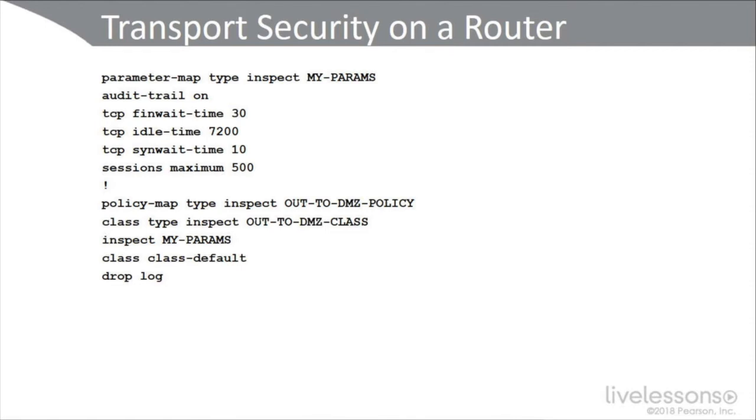We're going to turn on auditing, so we're going to have the audit trail turned on. We're also going to tweak some of the timers. The TCP fin wait, we're going to change to 30 seconds. The TCP idle time, we're going to change to 7,200 seconds. The TCP SYN wait time, we're going to change to 10 seconds, and we're only going to allow a maximum of 500 sessions. So transport security may mean tightening up some of your TCP and UDP and ICMP flows, in this example, from the outside, from the public internet, to the servers on our DMZ.